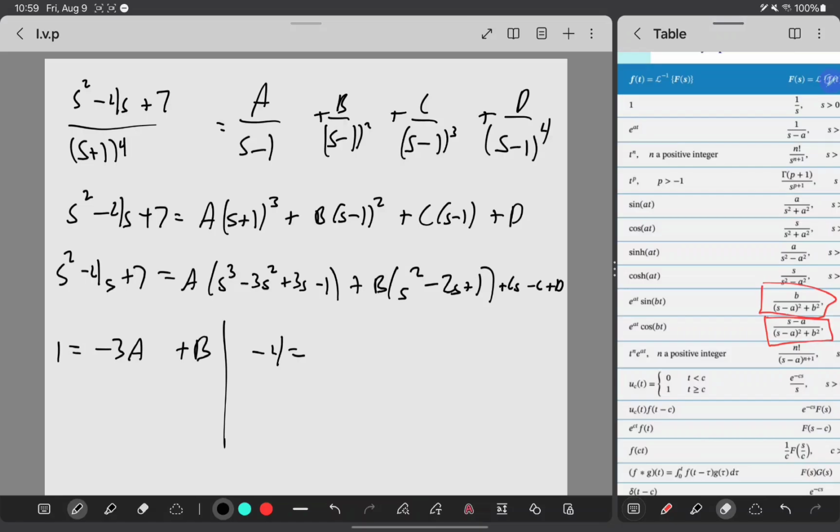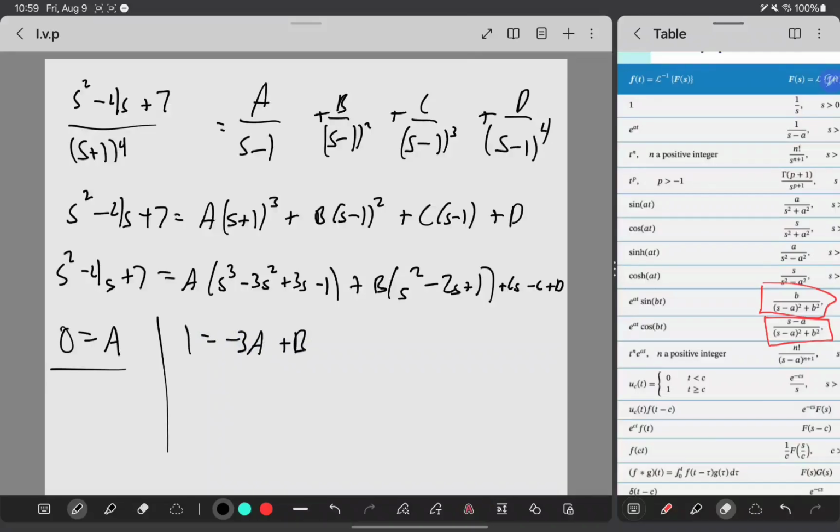What about the cubes? Why did I forget the cubes? 0 equals a. Well, that was easy. Now let's do the squares. 1 is equal to negative 3a plus b. Negative 4 equals 3a minus 2b plus c.